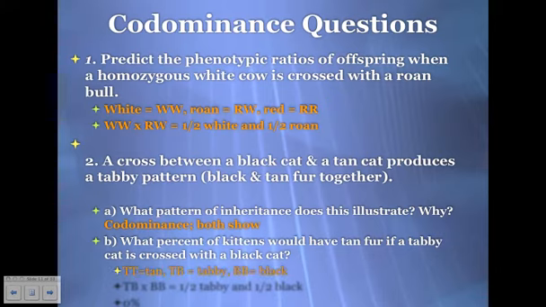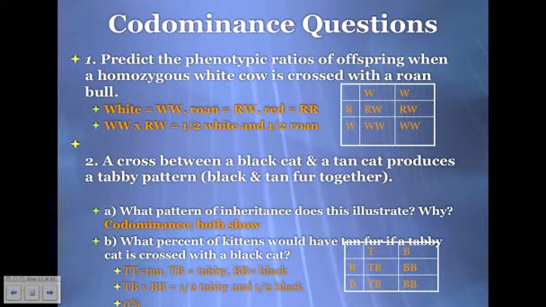So taking you through that, tan would be 2 capital T's, black would be 2 capital B's, meaning the tabby color would be capital T, capital B. So when you do that cross, capital T, capital B, combined with 2 capital B's, half of the offspring would have a tabby pattern and half of the offspring would be black, so that means 0% of the kittens would have tan fur. Those are just 2 Punnett squares to illustrate the crosses that were done in those problems.